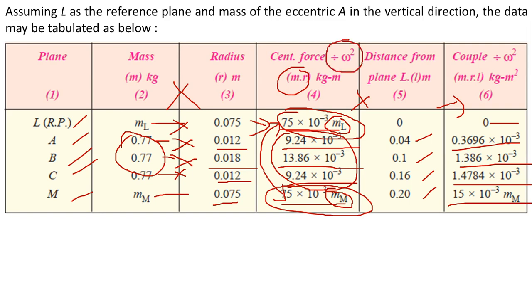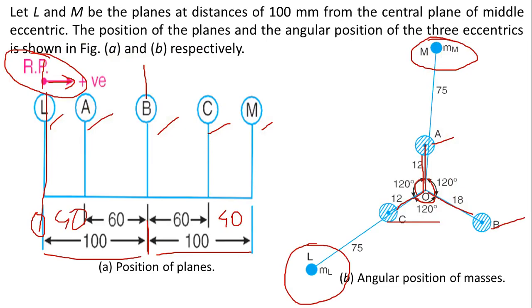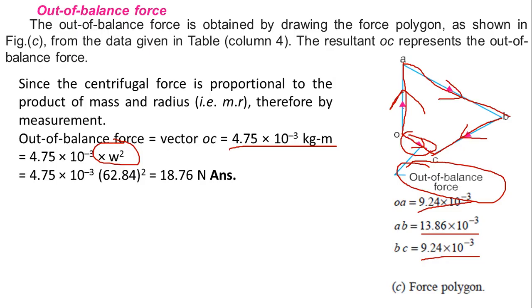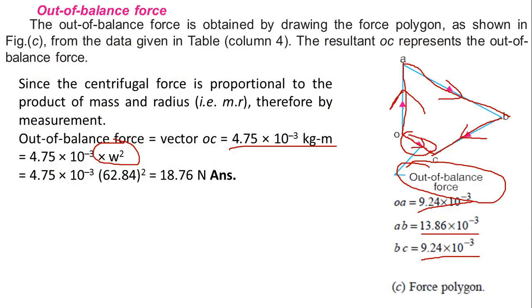Centrifugal force will actually be m r omega square, so you have to multiply this m r value with omega square. The speed is already given in the question, 600 rpm. You know that omega is 2 pi N by 60, and using that we take omega as 62.84, and from this you get 18.76 Newton. So this is the out of balance force.